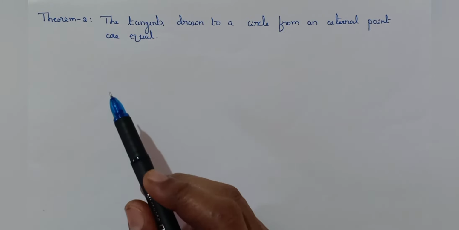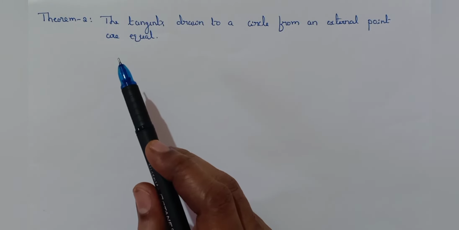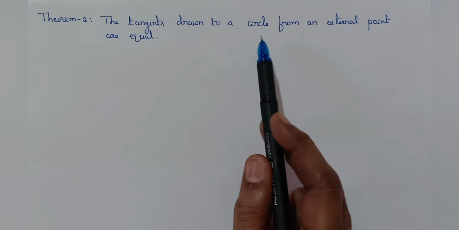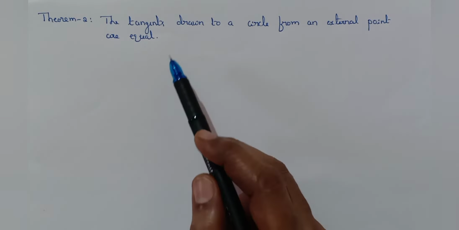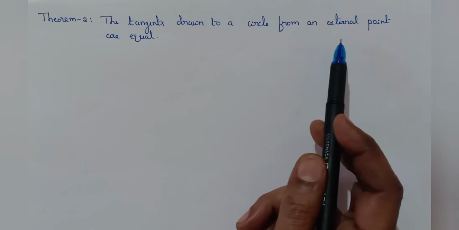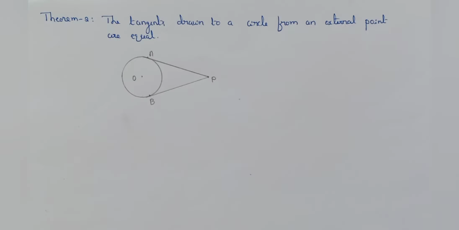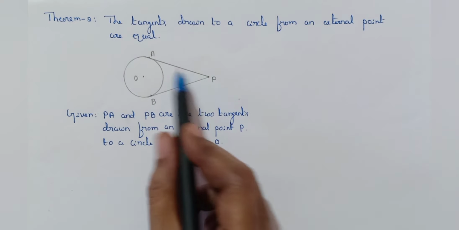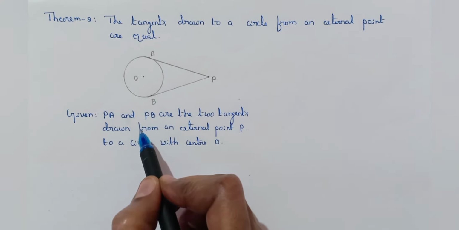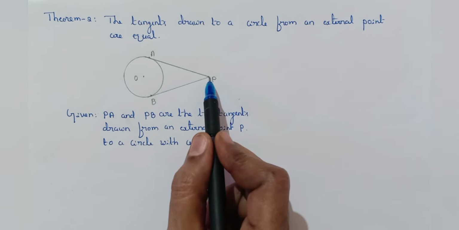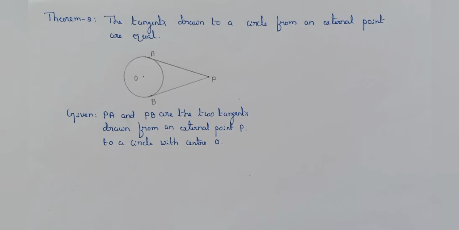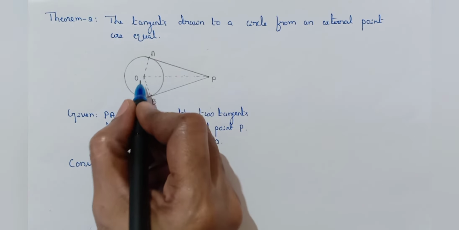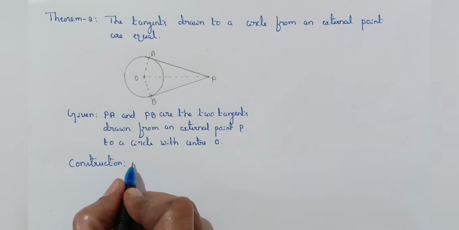Now, let us prove theorem 2. Theorem 2 states that the tangents drawn to a circle from an external point are equal. Now, draw the tangents to a circle from an external point. Write the given. PA and PB are the two tangents drawn from an external point P to a circle with center O. Now, write the construction. Join OA, OB and OP.